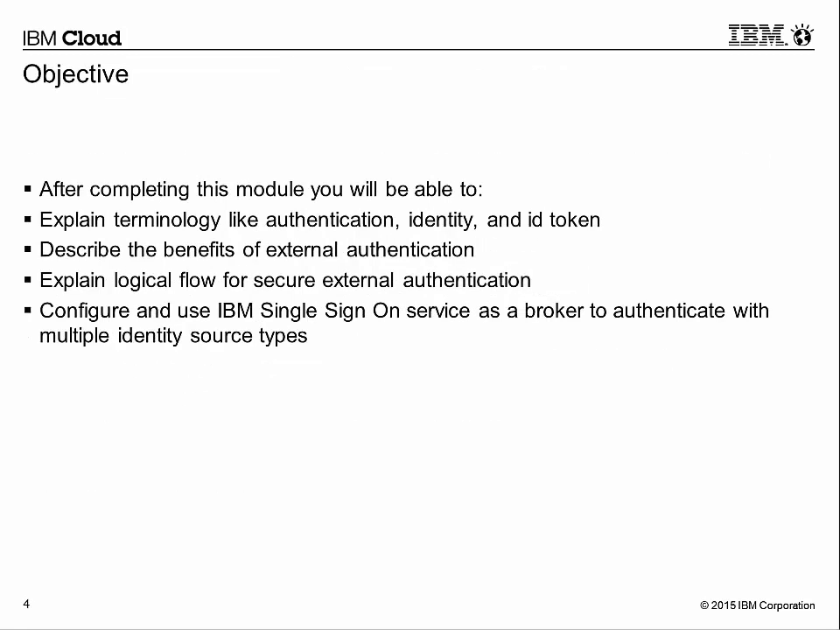Here are the objectives of this training module. After you've completed this module, you'll be able to explain terminology like authentication, identity, and ID token. You'll be able to describe the benefits of external authentication. You'll be able to explain the logical flow for secure external authentication. And you'll also understand how to configure and use the IBM Single Sign On service as a broker to authenticate with multiple identity source types.